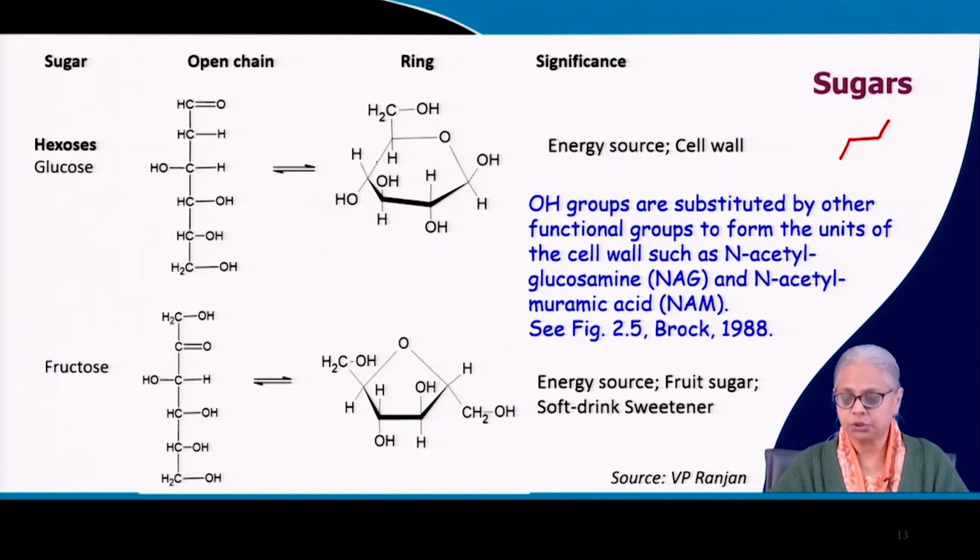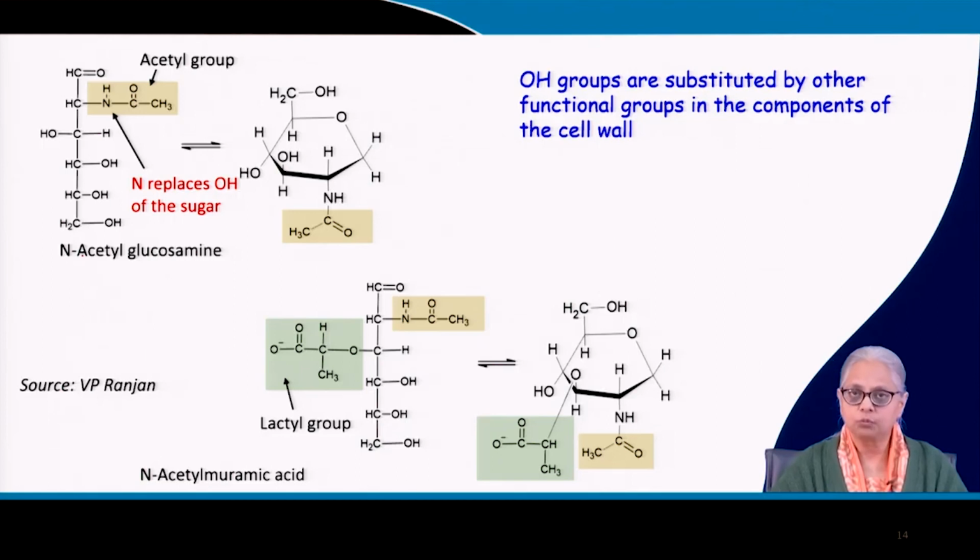So these OH groups at the C2 position are substituted by other functional groups. The cell wall is made out of what we call derivatives of glucose. So you have N-acetyl-glucosamine and N-acetyl-muramic acid. This is the ring form, and at the C2 position the OH group has been replaced by this particular group. N replaces OH of the sugar, and you have this attachment. So you have the acetyl glucosamine functional group attached to nitrogen. This is one of the building blocks of the cell wall.